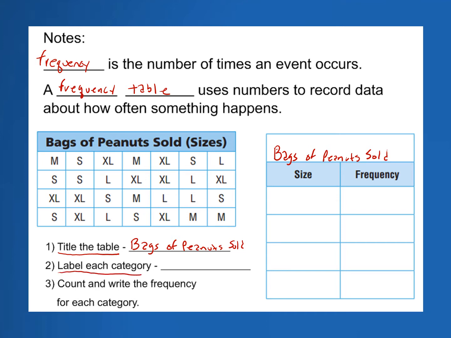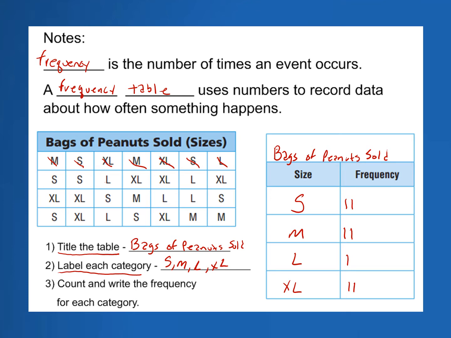Next, we will label each category. So if I look in here, I see small, medium, large, extra large. So I'm going to label all of the possible categories, all the events. And these are all the things that could happen. And last, we're going to count and write the frequency. And so there's a couple ways to do this. You could go one at a time, and I always do tally marks first. So medium, medium, small, small, extra large, medium, medium, extra large, small, and large.